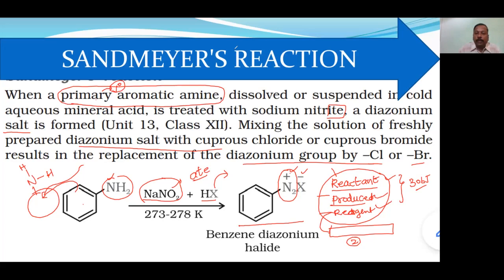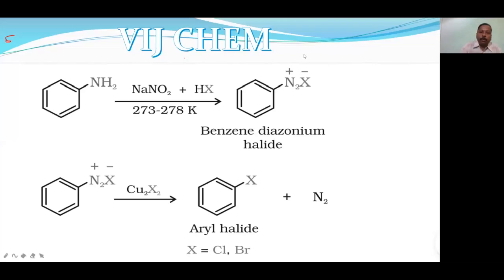Make a clear note of it. Already it is a short note, and if you understand every word it will be useful. Okay, so let's see the next one. Here first we prepared what? Benzene diazonium chloride. After that comes the further reaction, cuprous chloride.